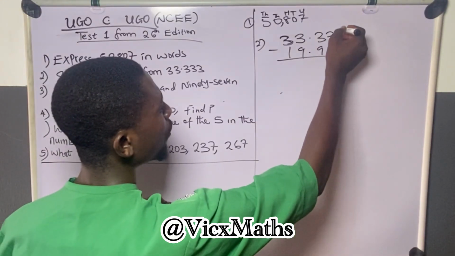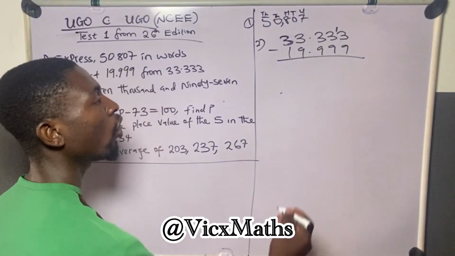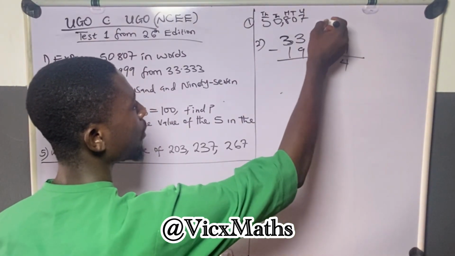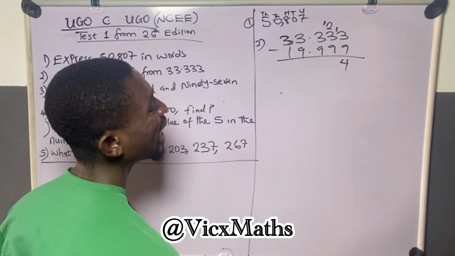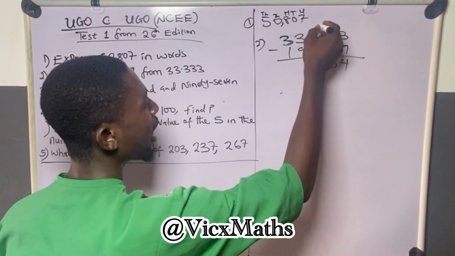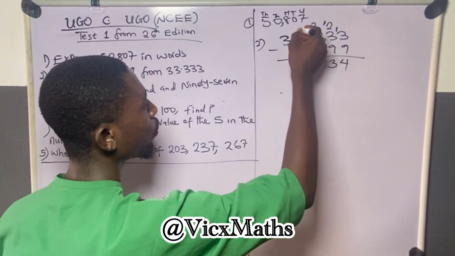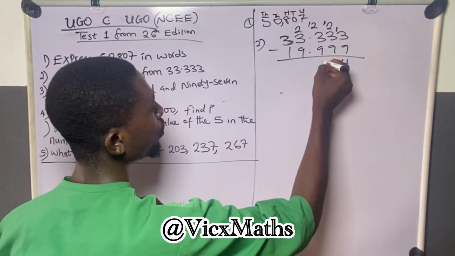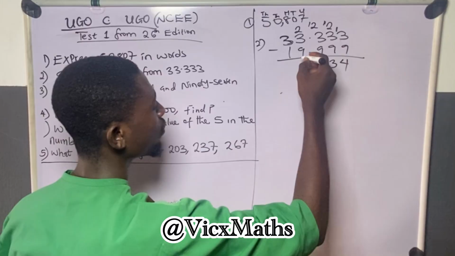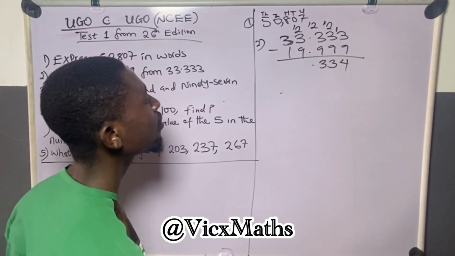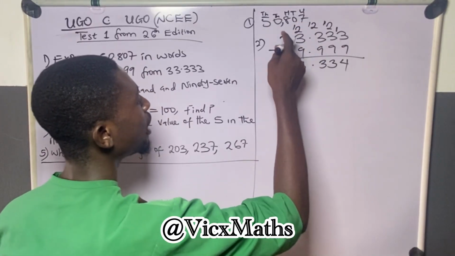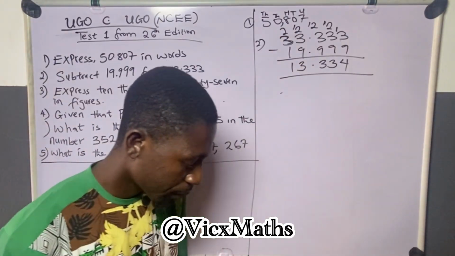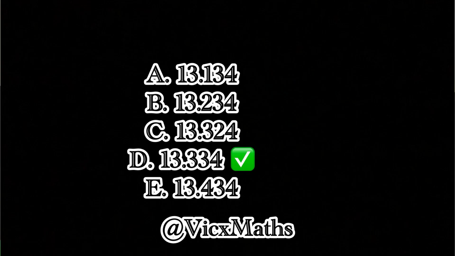3 minus this cannot go. Borrow 1 from this and make it 13. 13 minus 9, we all know that it is 4. So remaining here, 2. 2 minus this, it cannot. Borrow 1 and make it 12. 12 minus 9 will give us 3. Then we have what's left here, 2. 2 minus 6, it cannot go. Borrow 1 from this remaining 2, put it here, becomes 12. 12 minus 9 will give us 3. Then bring your point down. 2 minus this, it cannot go. Borrow 1 from this and make it 12. 12 minus 9 will still give us 3. Then we are left with 2 here. 2 minus 1 will give us 1. This is the answer. Let's check for the option. Option D, 13.334, which is correct.